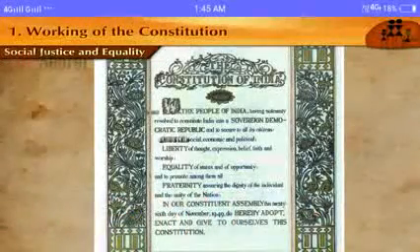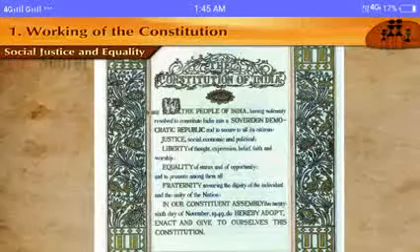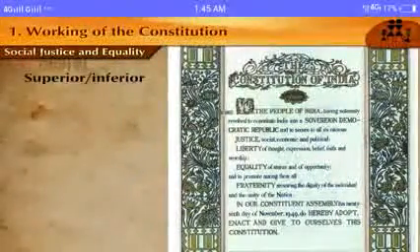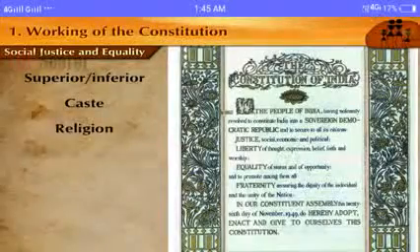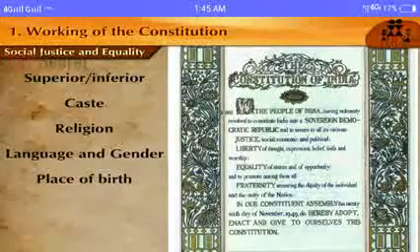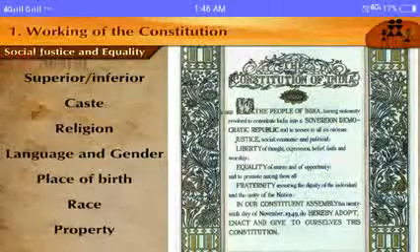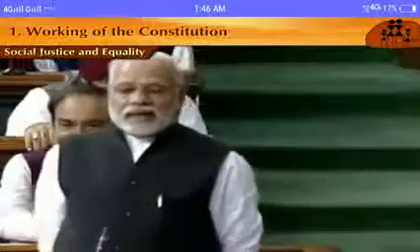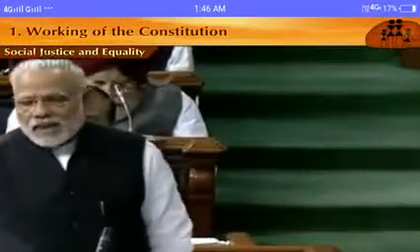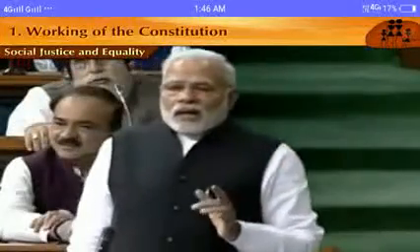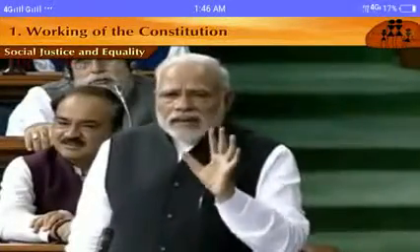The principles of justice and equality aimed at ending discrimination in social status on grounds of superior or inferior, caste, religion, language and gender, place of birth, race, property, etc., and providing an equal opportunity for the development of every individual. Also, efforts made by the government through its policies to establish justice and equality was important. Equal efforts were also needed to be made at all levels of society.